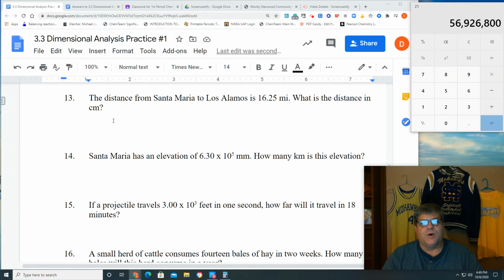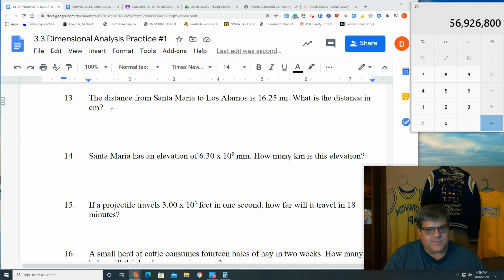Hey, we're on to question number 13 of our 3.3 dimensional analysis practice number 1 worksheet. So problem number 13, here we go. The distance from Santa Maria to Los Alamos is 16.25 miles. What is the distance in centimeters?